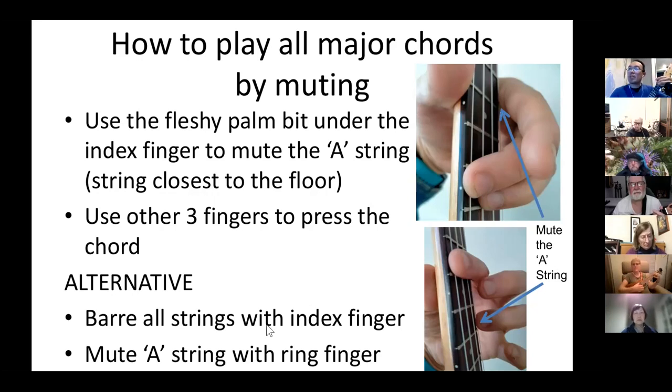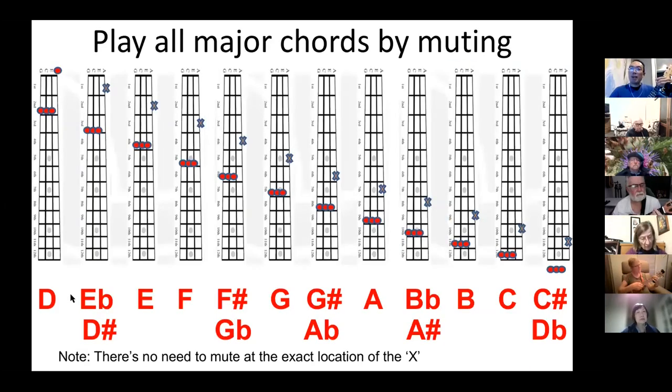That's one way to mute it. The other way to mute it is to put a bar and then use your ring finger to mute that last A string again. For both methods, you're muting that last string, the A string, the one that's closest to the floor. Now I can play every single chord using this technique. All right, I just have to move it down.